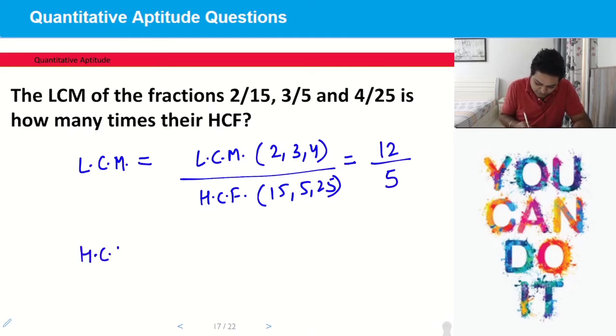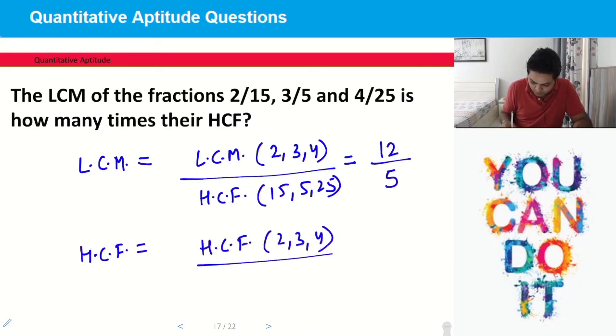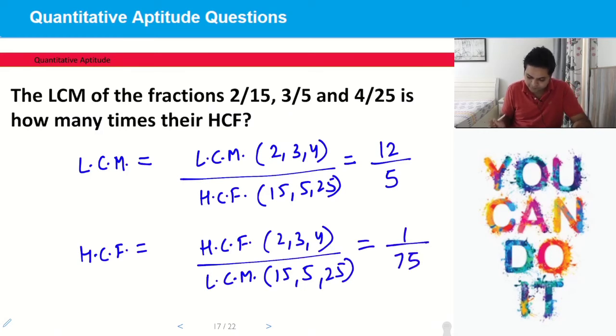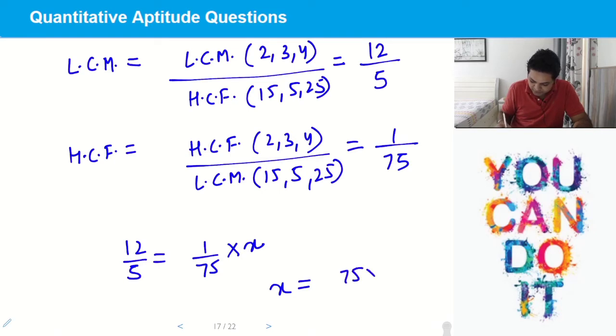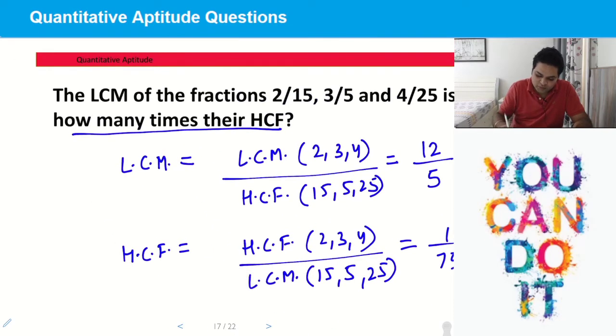Now what about HCF? HCF will be HCF of 2, 3, 4 upon LCM of 15, 5 and 25. So this is 1 by 75. Now it is asking LCM of the fraction is how many times their HCF. That is 12 by 5 is equal to 1 by 75 into x. So x we need to find out. So x is equal to 75 into 12 by 5, that is 15, that is 180. So LCM is 180 times of their HCF.